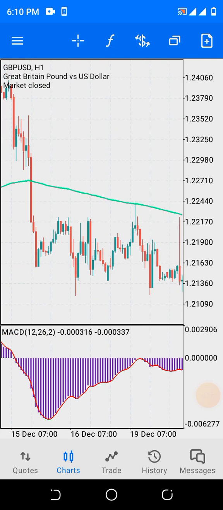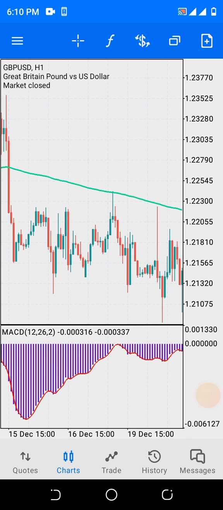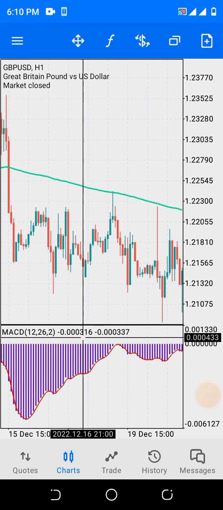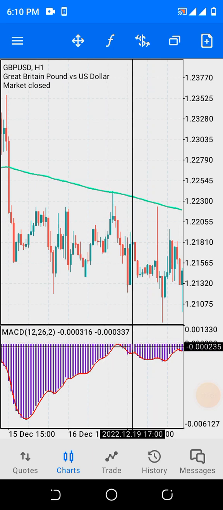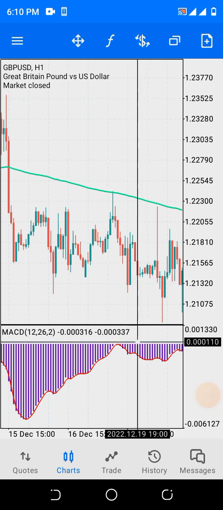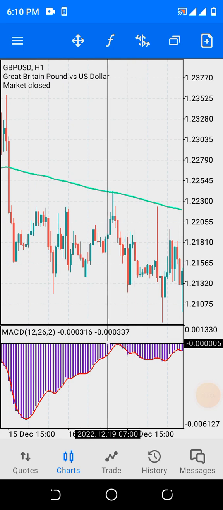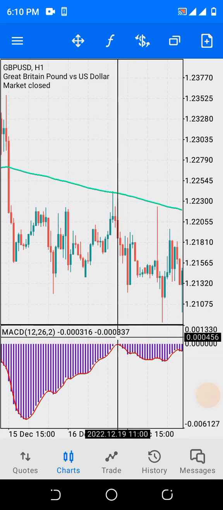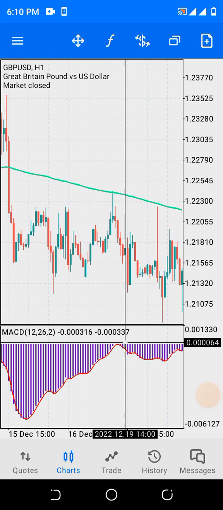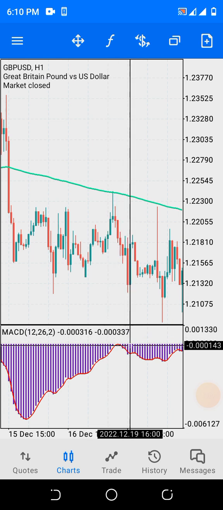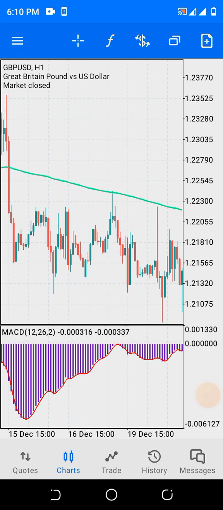Now the market is below the moving average, so we will be looking at where to make our sell entry. Now from this side, where we need to make our sell entry is where the MACD is above this 0.000 mark line. Once the MACD crosses this 0.00 mark line and comes back, that should be our entry.